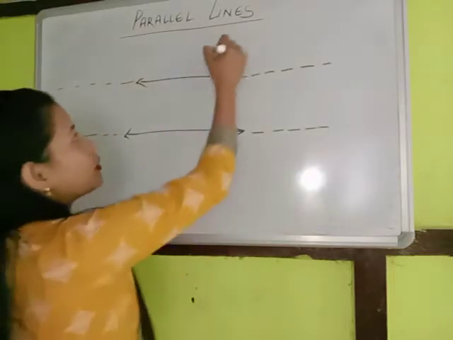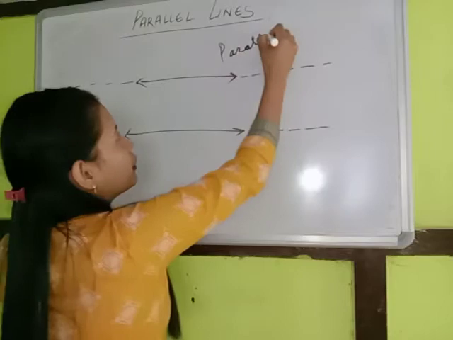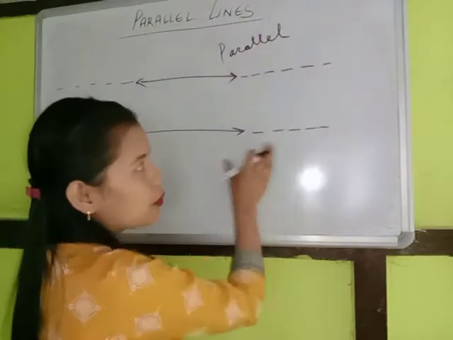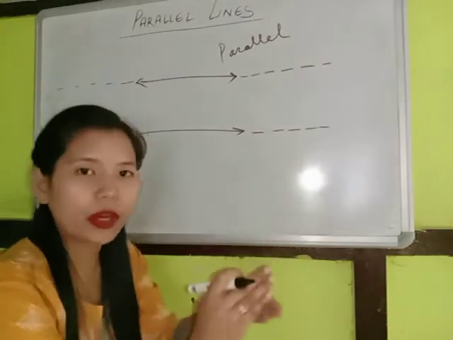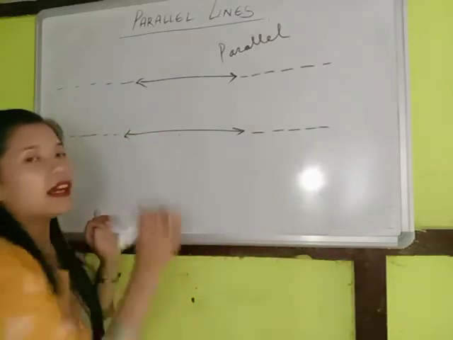So these two lines are parallel because we have tried to produce and elongate them at both ends, but they are not meeting at any point. So these two lines are parallel.